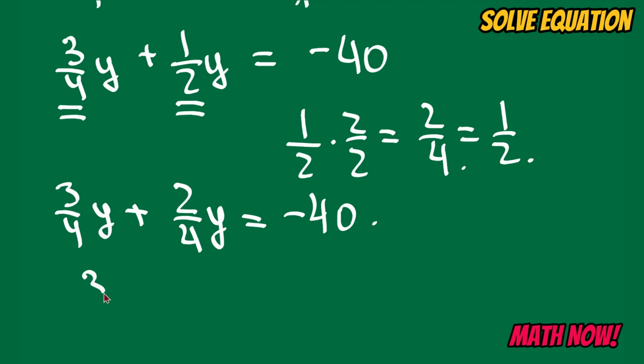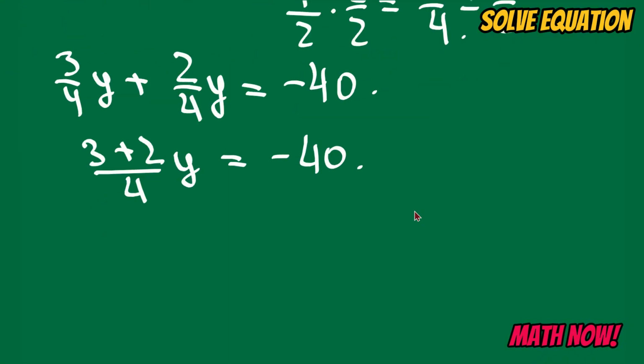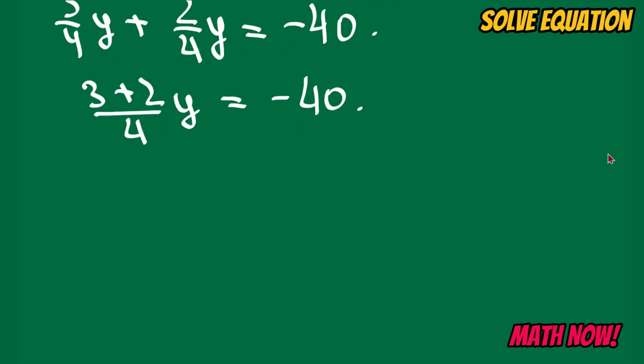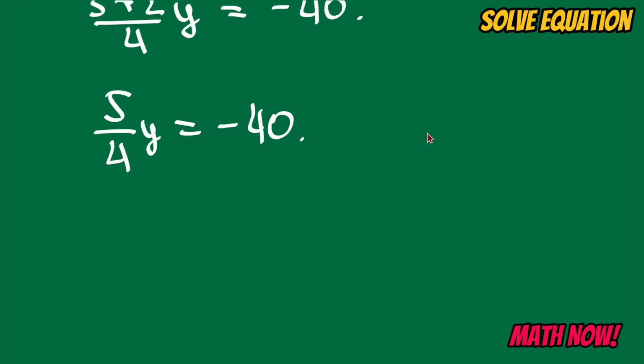Okay, since we have the same denominators here and there, we can add these two fractions. Basically it's going to be (3 plus 2)/4, multiplied by y, equal to minus 40, right? That's what we have. Okay, the next one: 3 plus 2 is going to be 5/4 y, and it's going to be equal to minus 40.